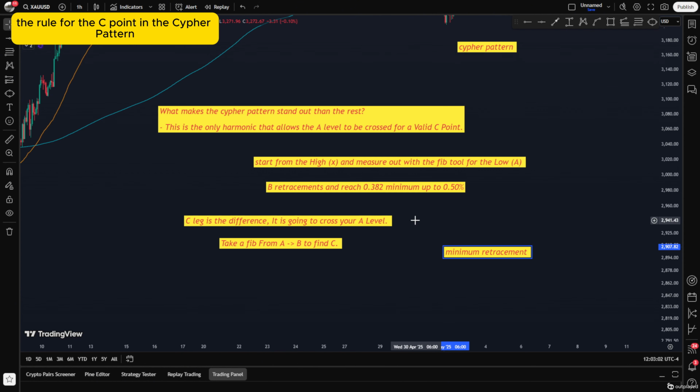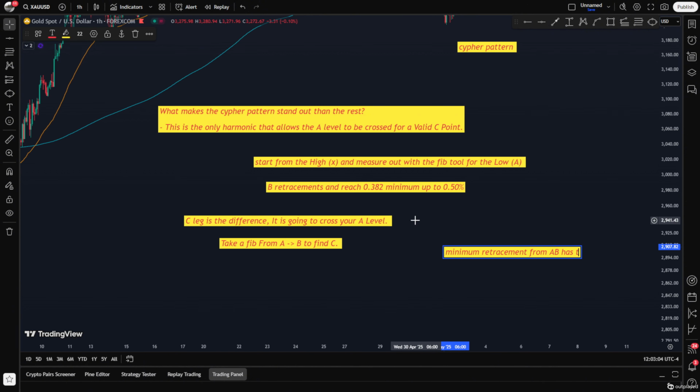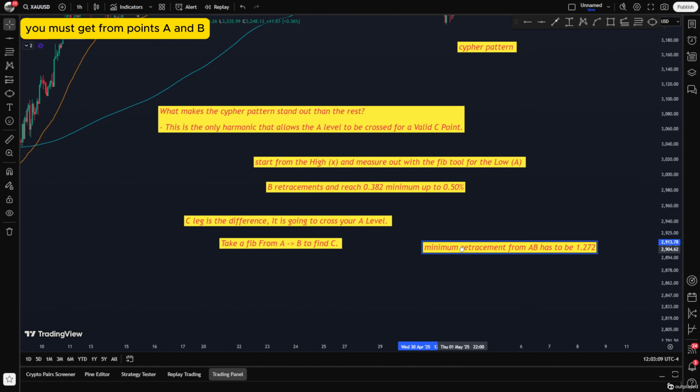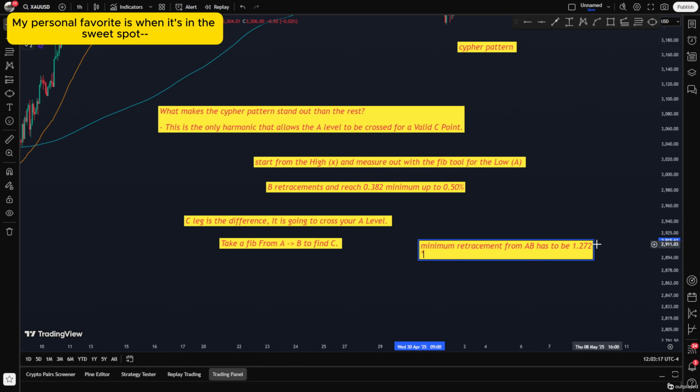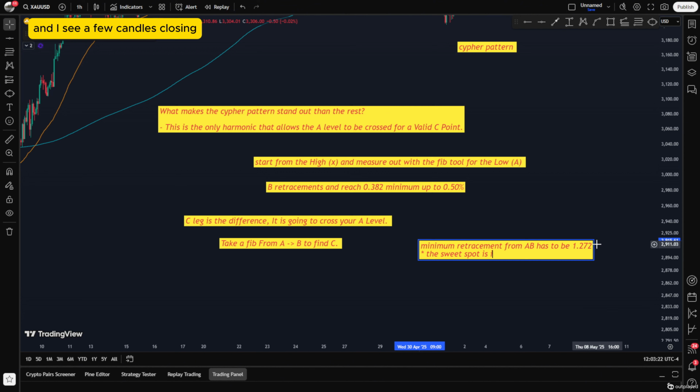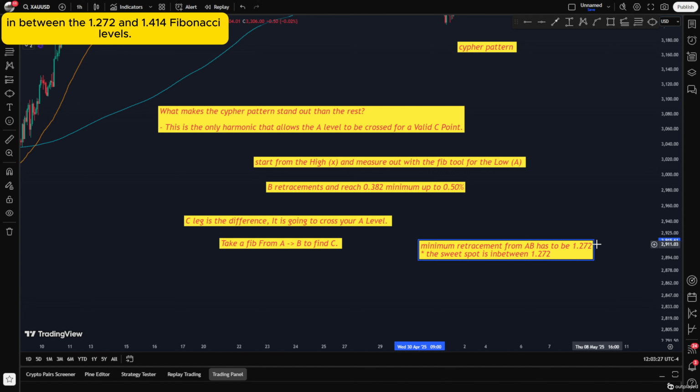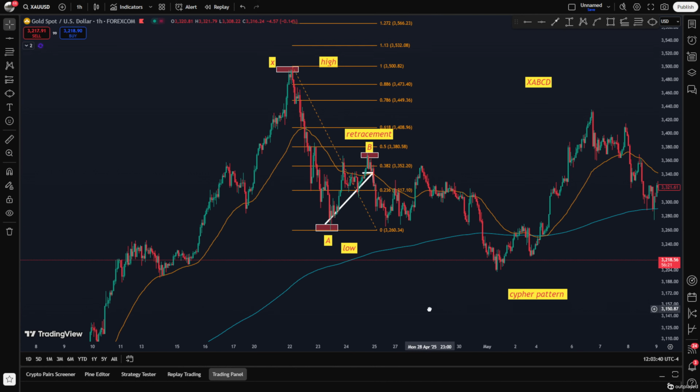The rule for the C point in the cipher pattern is that the minimum retracement you must get from points A and B has to be at the 1.272 Fibonacci level. My personal favorite is when it's in the sweet spot and I see a few candles closing, potentially showing reversal signs in between the 1.272 and 1.414 Fibonacci levels. So back to price.